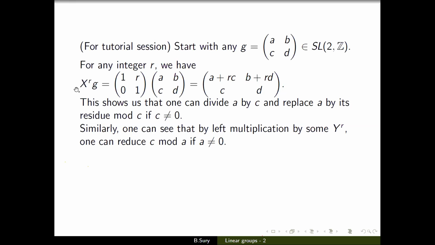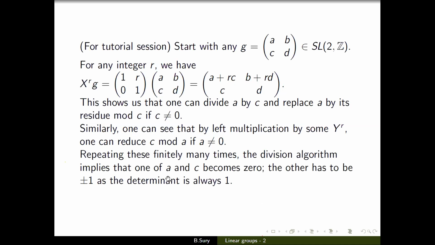When you multiply on the left side by some power of X and some power of Y like that, it keeps on reducing. Ultimately, one of them has to become zero. One of a and c becomes zero. So what we have done is simply the division algorithm. What about the other one? Suppose this has become zero.